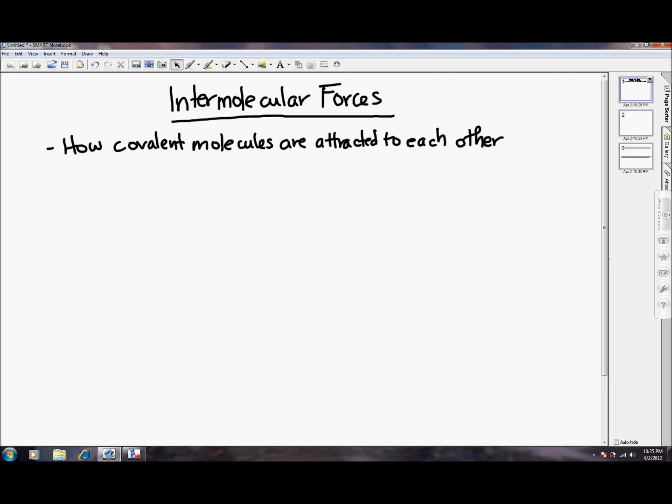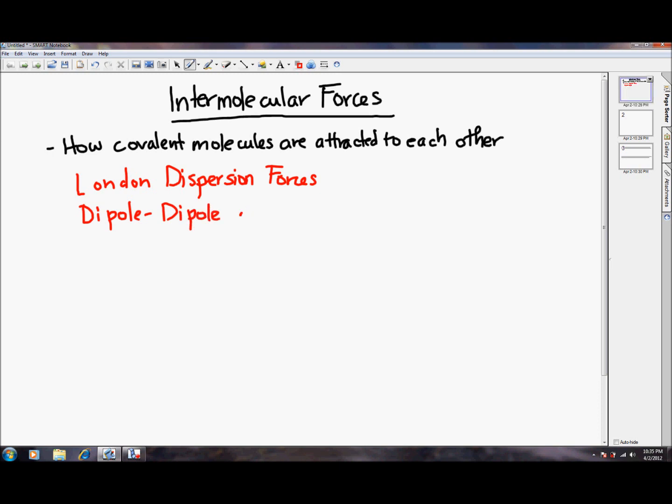There are three types of intermolecular forces that you will need to know. The first one is called London dispersion forces. The second is called dipole-dipole attraction. And the third one is called hydrogen bonding.